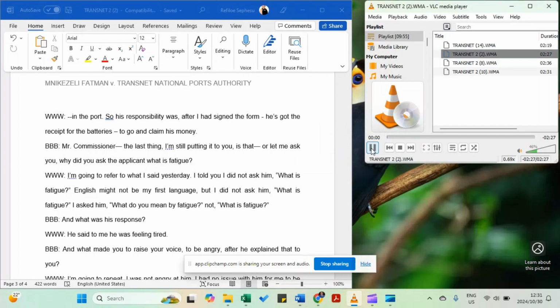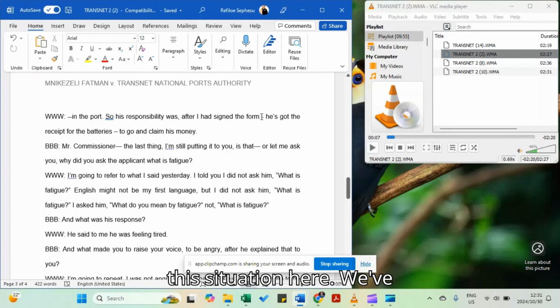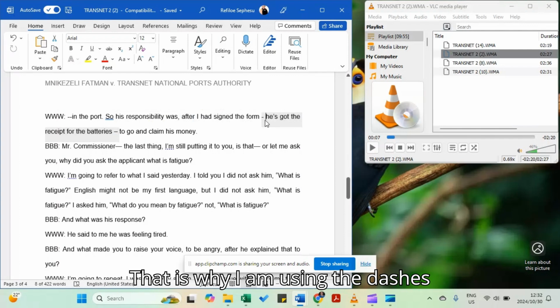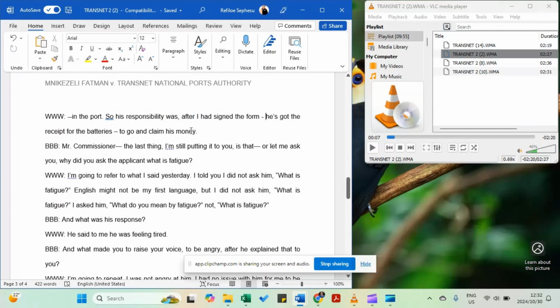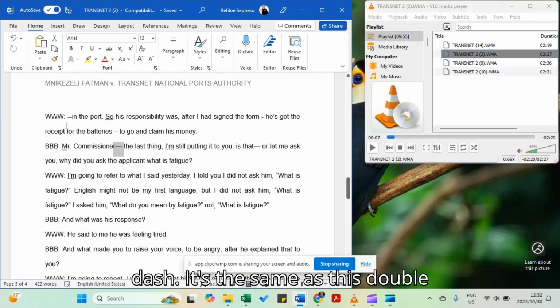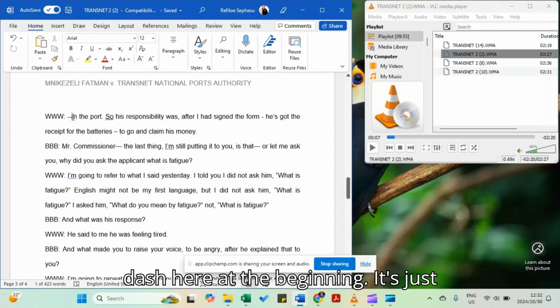In the board. So here's one after I signed the form. He's got the receipt for the batteries to go and claim his money. Okay, so this situation here, we've got a whole sentence inserted into another sentence. That is why I am using the dashes and not the double dash. This is a double dash. It's the same as this double dash here at the beginning.